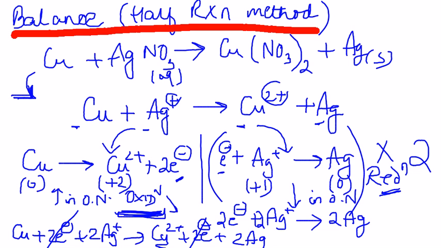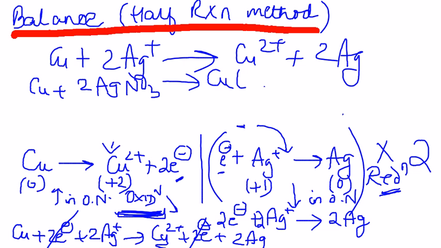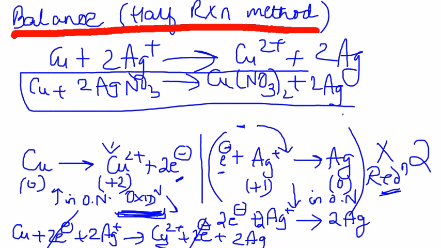Let's just write that down. So copper plus two silver ions gives you copper 2 plus plus 2 Ag. And now if you wanted to bring your nitrates back, you can just say that copper plus 2 AgNO3 is going to give you Cu(NO3)2 plus 2 Ag. So in molecular terms, that is what the equation will look like.